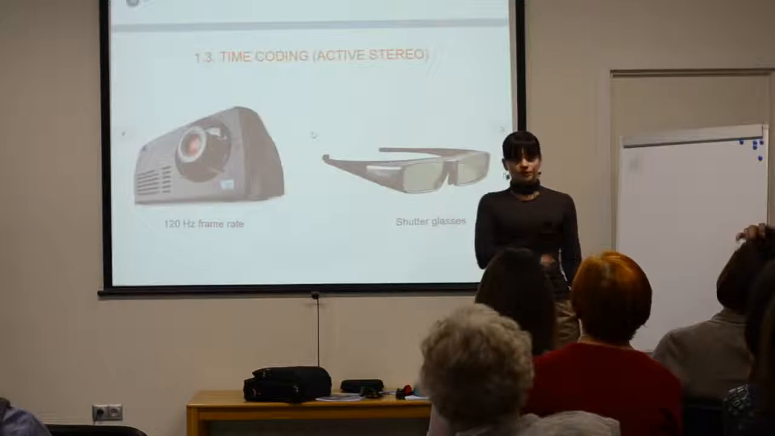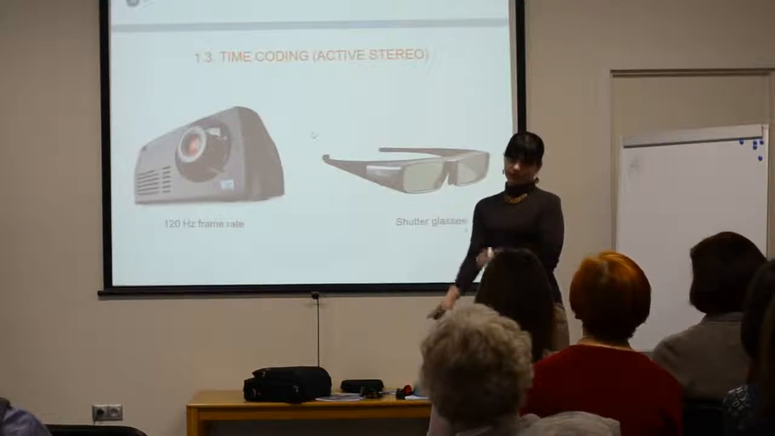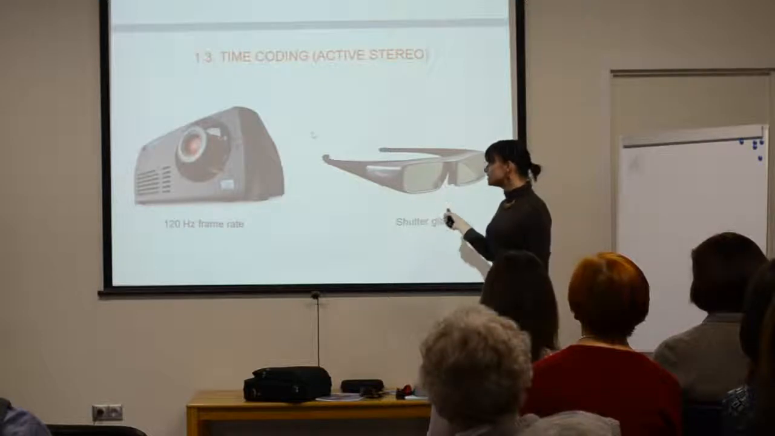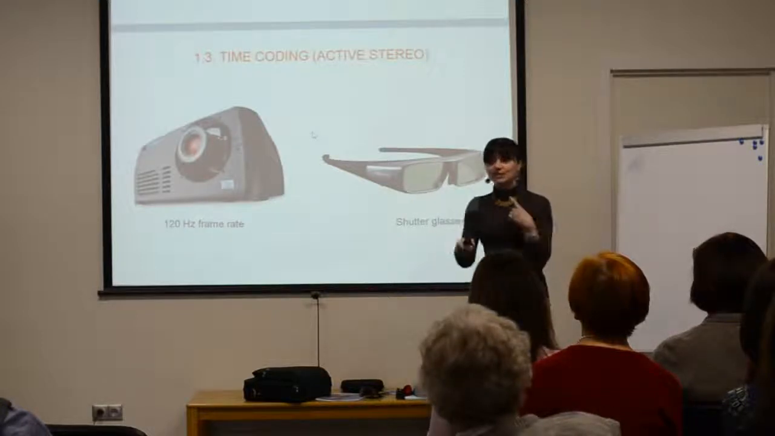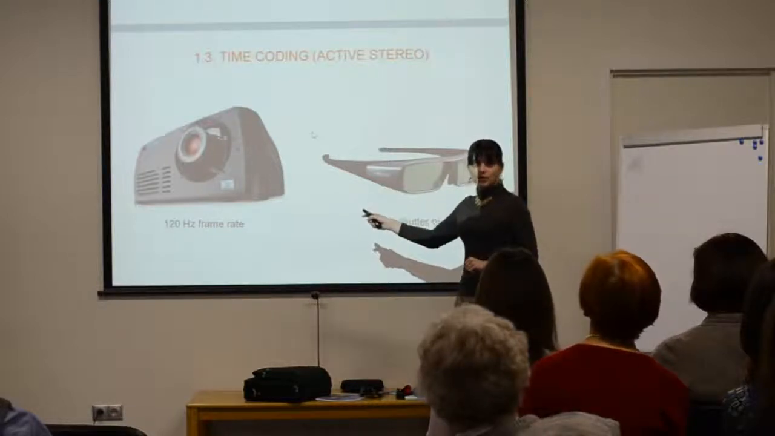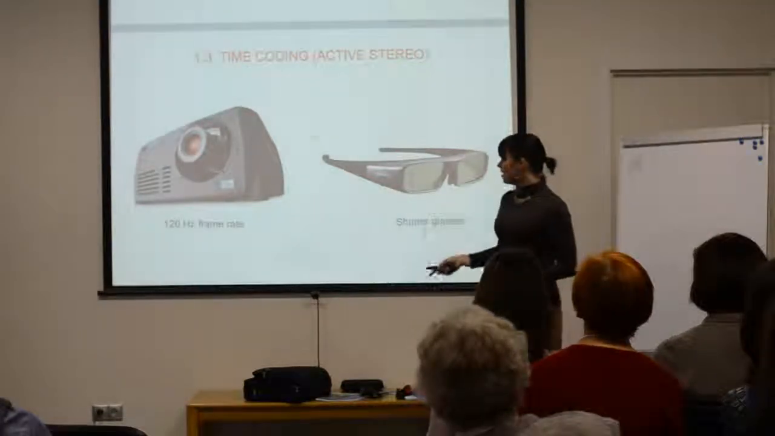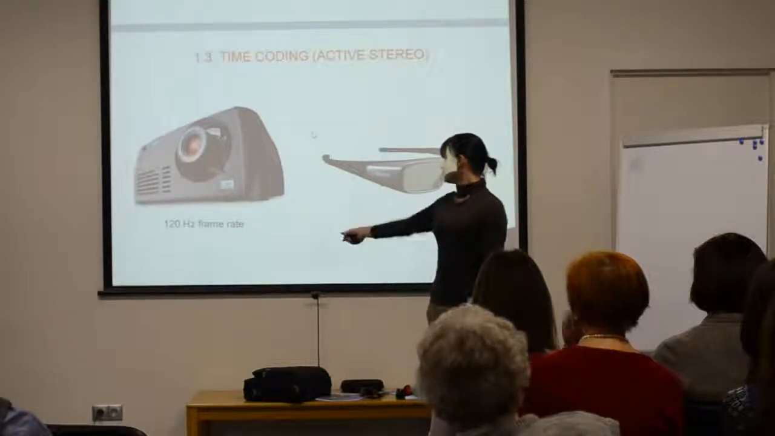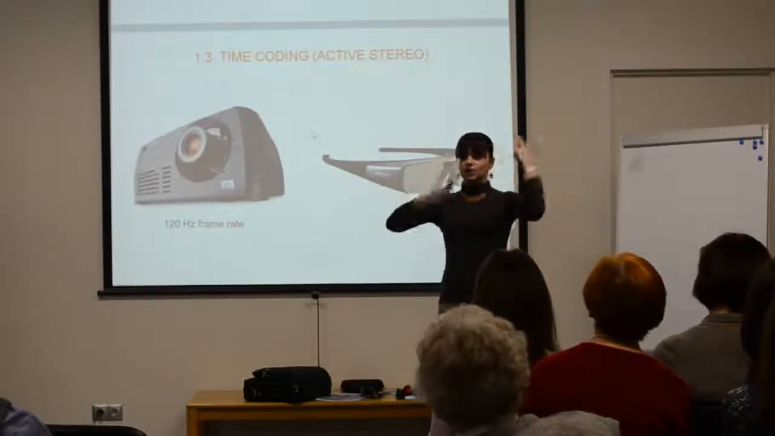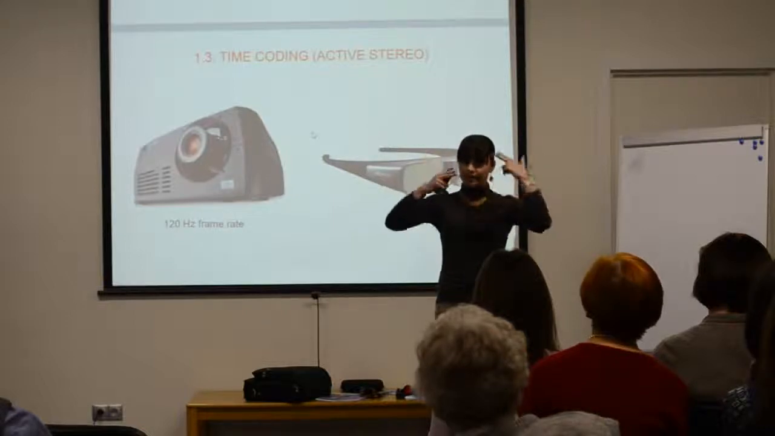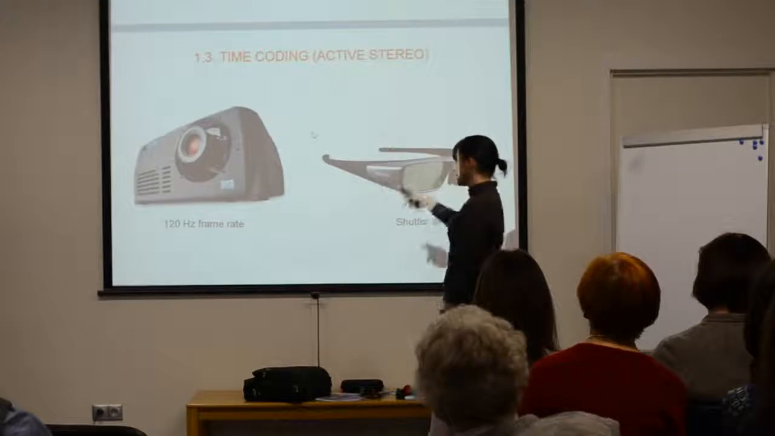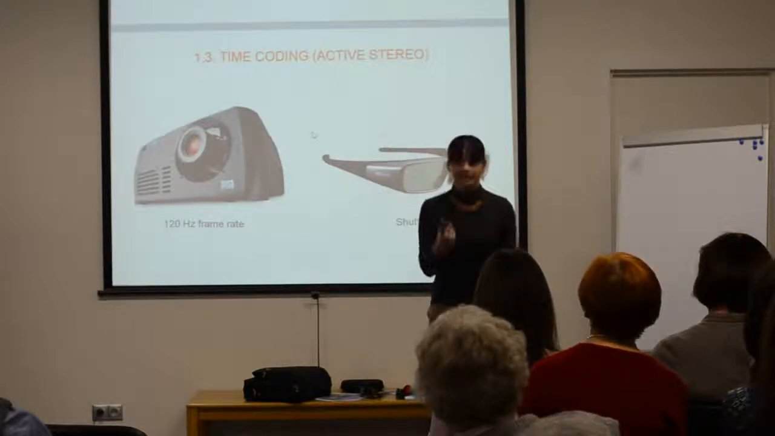There is one more interesting thing, the time coding stereo. That is pretty close to the passive polarized, but it's different in technology. Let me give it in brief. You have a very special projector, which gives a frequency of 120 frame rate. So that means that it has shutters like this. Very quickly, the image goes differently. Right, left, right, left, right, left, like 120 times per second.